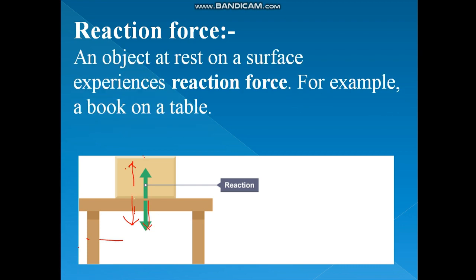So, we can say an object at rest on a surface experiences reaction force. For example, a book on a table, or you might be sitting on the chair. Then there is a reaction on you by the chair. You exert a force on the chair and the chair exerts a force on you.